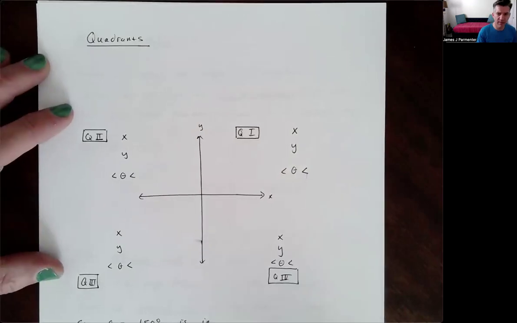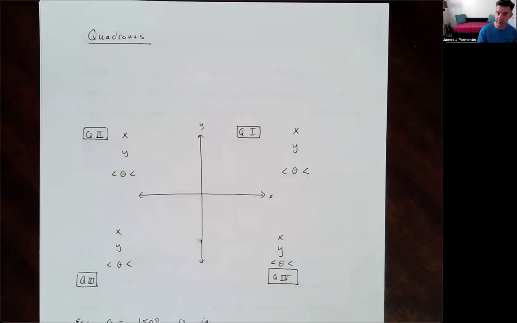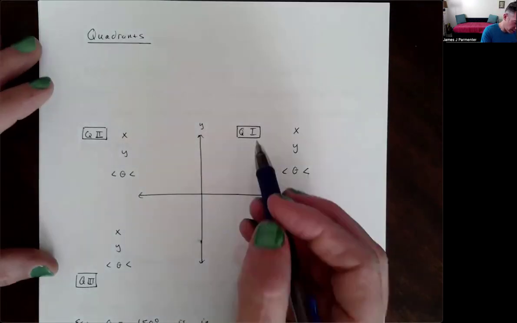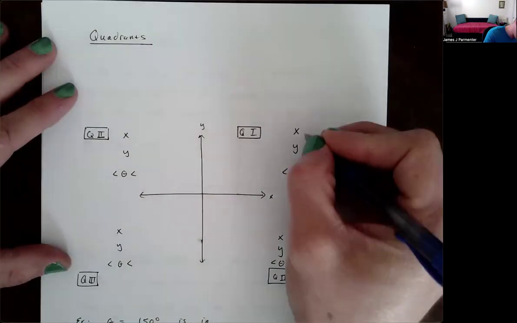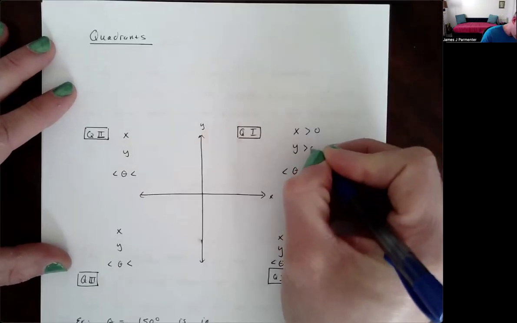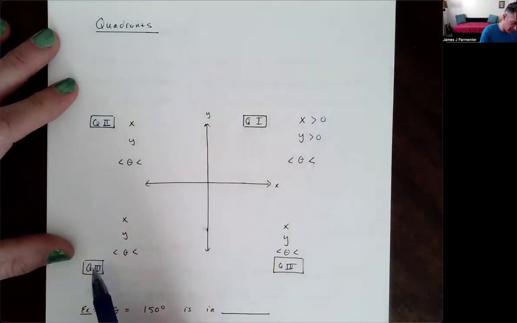Quadrants. So we haven't really talked about this, but the XY coordinate system is broken up into 4 quadrants. Quadrant 1 is the one where both X and Y are positive. And then we go counterclockwise to name the other quadrants. So quadrant 2, quadrant 3, quadrant 4.